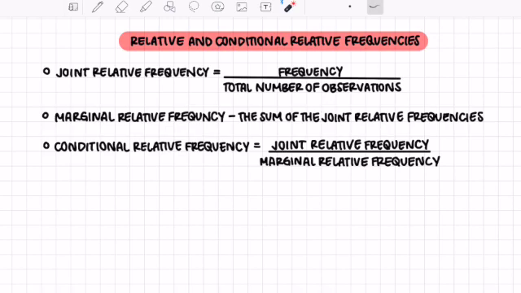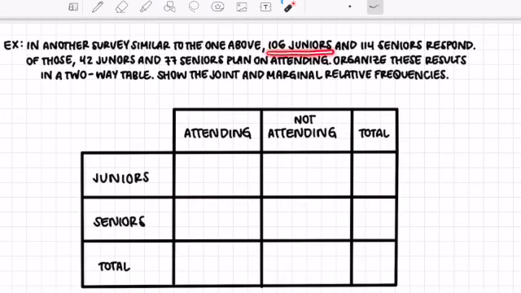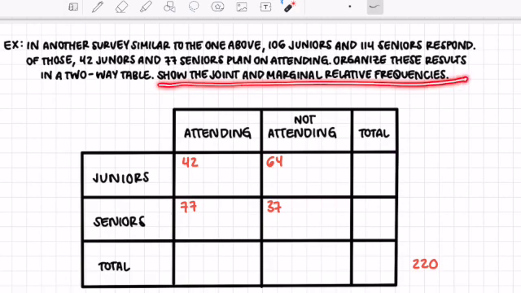Let's look at the same problem as we did earlier. Okay, still exactly the same. We're still looking at the 106 juniors and the 114 seniors. Based off of our table that was made, and I'll write it right here, we had 42, 77, we also had 64, we had 37, and the total amount that was surveyed was 220. The question they're asking this time is to show the joint and marginal relative frequencies.